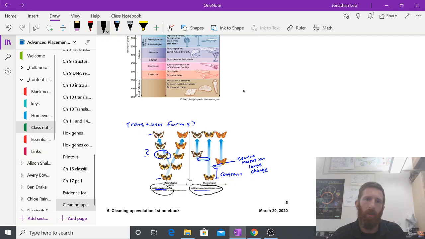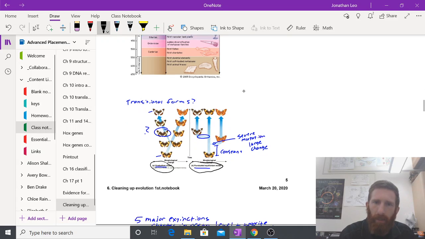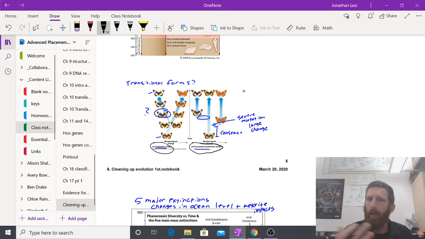So we do have some transitional forms. I'm not saying that we don't have any, but there's not a lot. There's not as many as the gradualism model would lead us to believe. So those are two models of how evolution works.